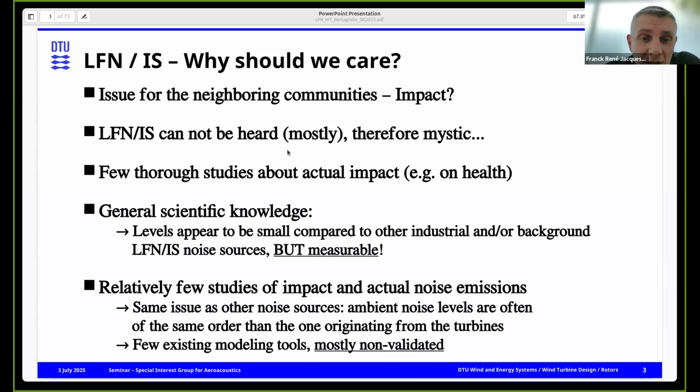From our general knowledge, we know that the noise levels from wind turbines are quite small and comparable to other industrial noise sources or even the background noise, but it's still measurable. So it definitely is worth studying. And again, there are relatively few studies on the impact and on the modeling part as well, although it is starting to emerge as a problem, at least in some countries.